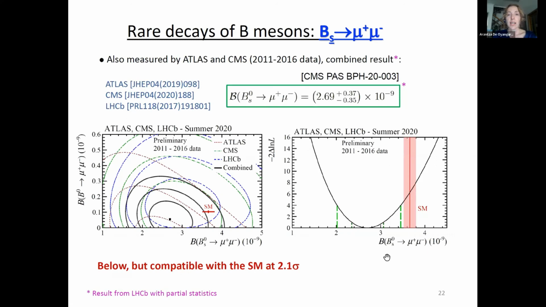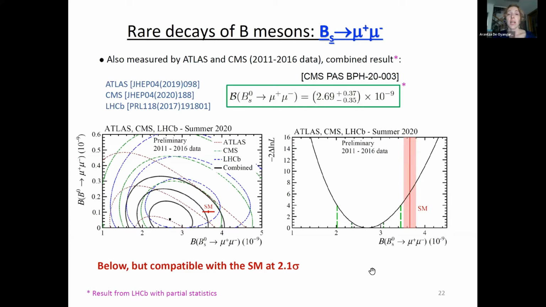This decay, the Bs to mu mu, has also been measured by ATLAS, CMS and LHCb. I don't know if you can see here. If you combine all the measurements, this is the significance, I mean the difference with the standard model at 1 sigma, 2 sigmas, and 3 sigmas. So the standard model is here, and this is the result of the combination. So it is still below but compatible with the standard model at 2.1 sigma. You can see here, this is the same information.